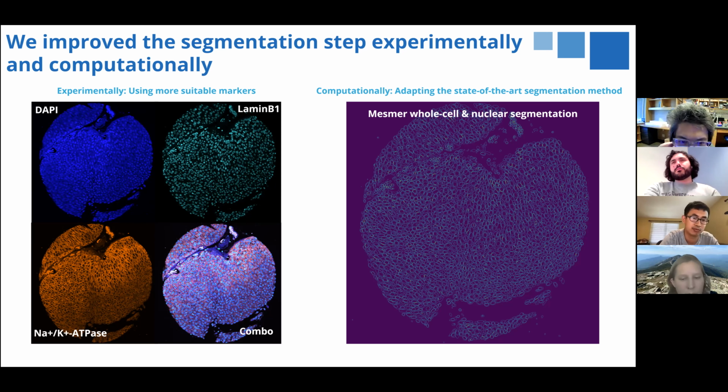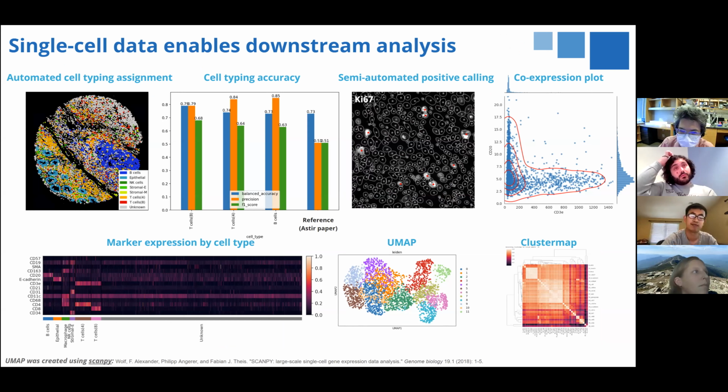We also keep track of the papers and adapt the state-of-the-art method, Mesmer. As you can see, both the whole cell and the nuclear segmentation were done pretty accurately. Next slide, please. Once we have single cell data derived from the multiplex imaging, we are analysis ready. Here I'm showing some standard analysis we can do. On the left is cell type assignment with a bar chart to show the accuracy, and we're comparing the results from our data to the Aster paper, and it's comparable, if not better.